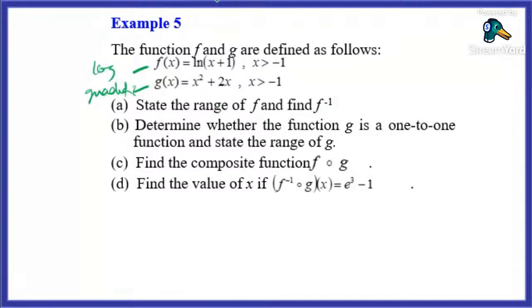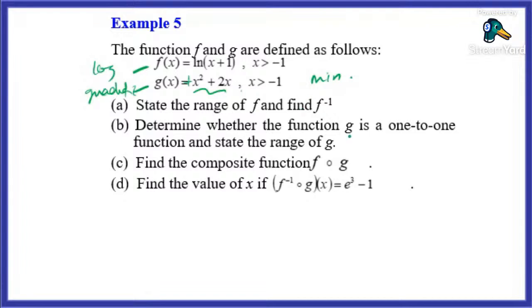Range dia. Kalau untuk log, range dia apa? Kita tahu kalau untuk log, range sentiasa negative infinity sampai infinity. Tapi untuk quadratic, apa yang kita kena buat? Kita kena cari dia punya minimum ataupun maximum point. Kat sini x squared kan? So positive x squared maksudnya kita akan ada minimum point. So kena cari minimum point.